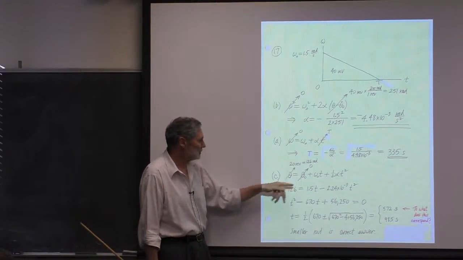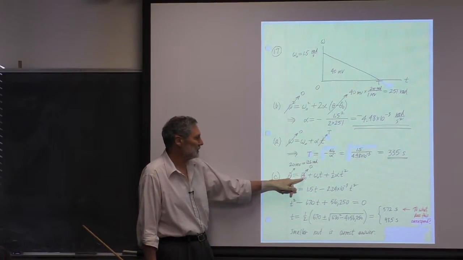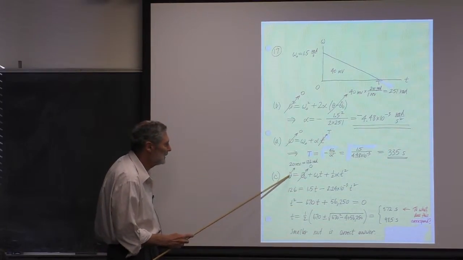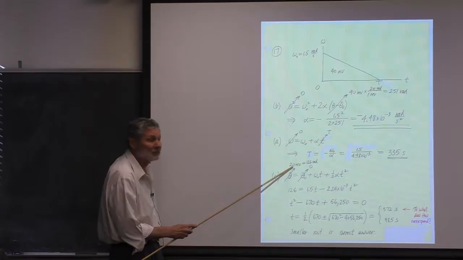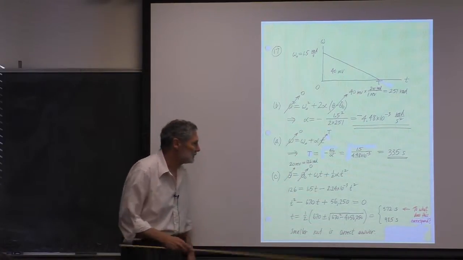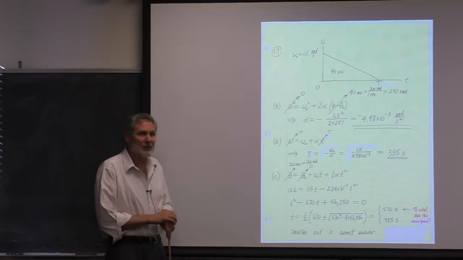All that's important is the display. We can set theta 0 equals 0, as I mentioned before, and we know everything here. We're going to specify theta to be 20 revolutions now, which is 126 radians. And we know everything except the time, so we can find the time.